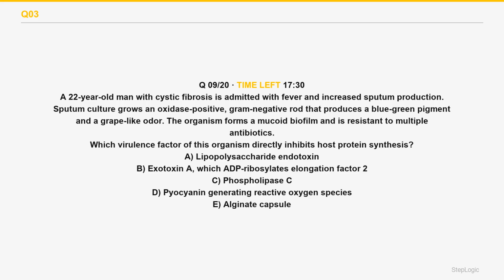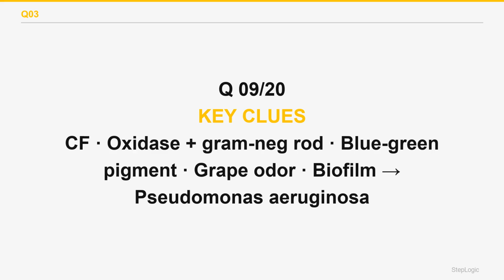Read the command. Which virulence factor inhibits host protein synthesis? Cystic fibrosis, oxidase positive, gram-negative rod, blue-green pigment, grape odor, biofilm: Pseudomonas aeruginosa. Exotoxin A inhibits host protein synthesis by ADP-ribosylating elongation factor 2, EF2. This is the identical mechanism to diphtheria toxin. Inactivated EF2 cannot translocate the ribosome along mRNA, halting translation and killing the host cell.